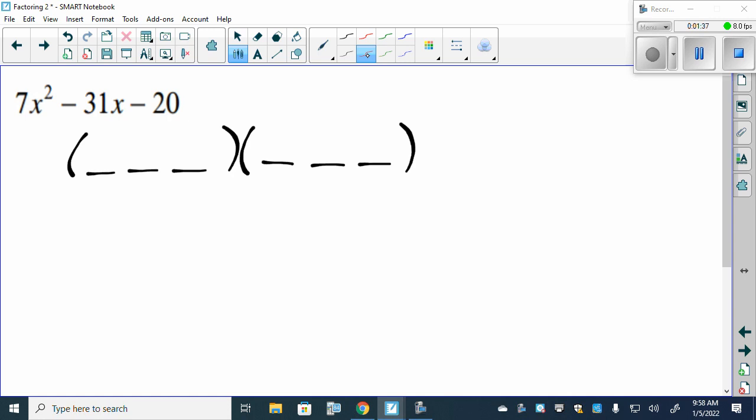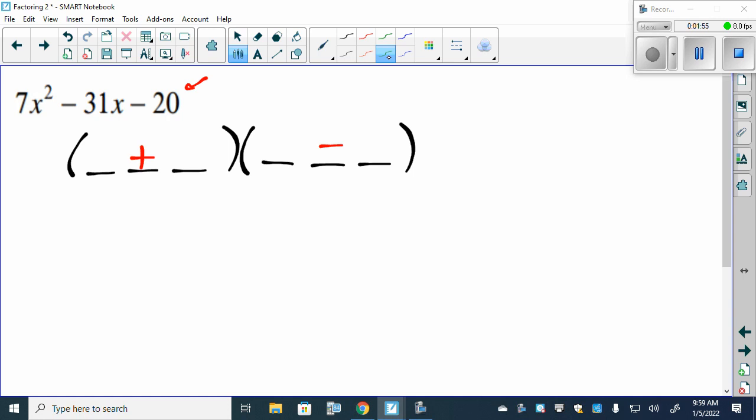And we can find the signs. And when we find the sign, we're really looking at the third term. Since here the third term is negative, our signs are going to be opposite, different. One of them is going to be positive, the other is going to be negative.